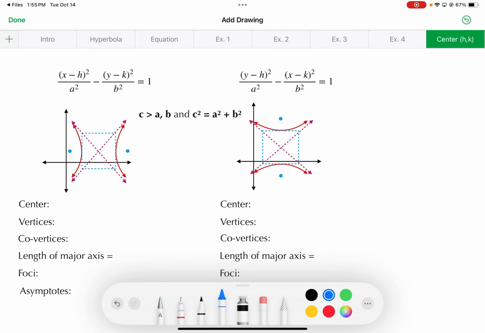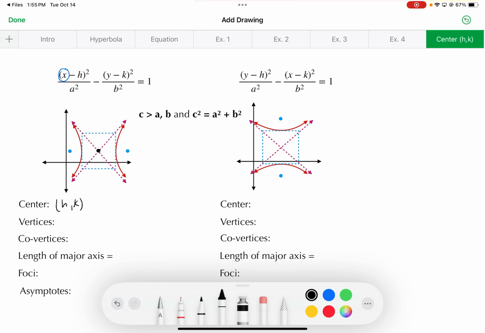Okay, so on the left-hand side here, I have the equation (x minus h) squared over a squared minus (y minus k) squared over b squared equals 1. So the fact that I see x in the first fraction tells me we're still going to be opening left and right. But what's different now is we have our center being shifted. It's now at the point (h, k), which would be right here. And of course, that's going to have an effect on the vertices, the covertices, etc.